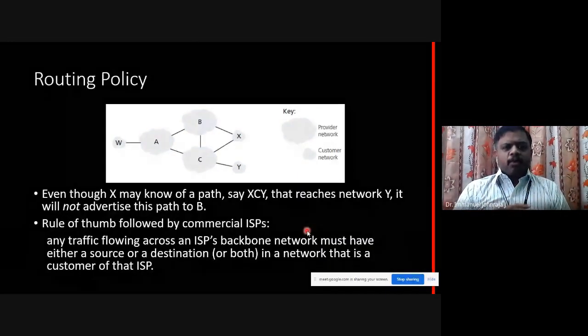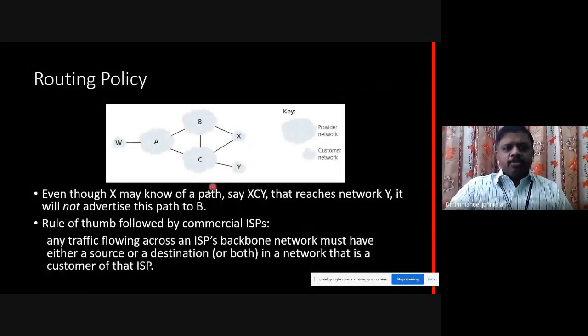What happens in a routing policy? I just wanted to give a simple example. You have a topology where there are 6 autonomous systems. The autonomous systems A, B, and C are the ISP autonomous systems, and W, X, and Y are all the customer side, consumer side autonomous systems.